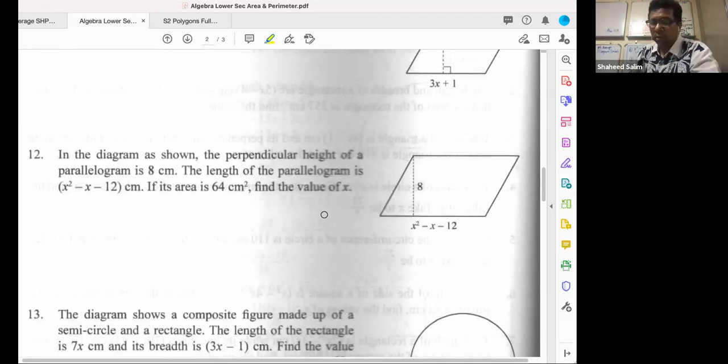What's the formula? You know the formula for this parallelogram? Base times height. It's just base times height.